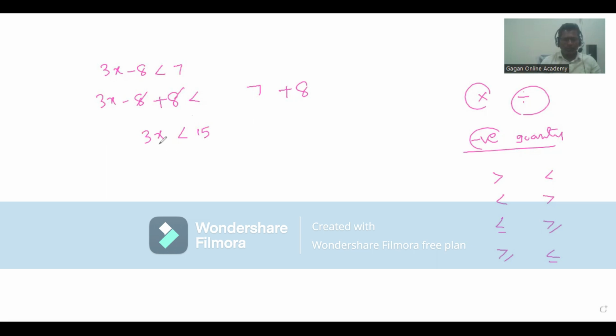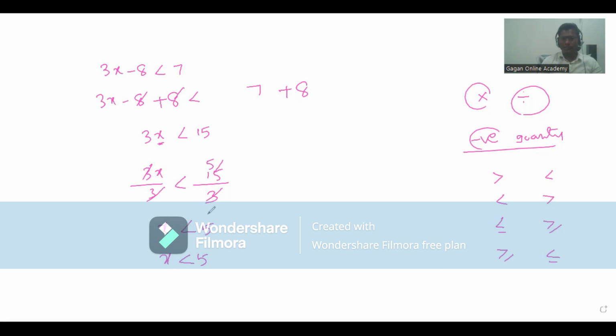Now we want only the x value. So here in 3x, 3 is multiplying. To remove this 3, we have to divide. So on both sides I am dividing by 3. So 3x by 3 I am writing here, and below 15 I am writing 3. 3 and 3 get cancelled. x less than 15 by 3, that is 5. So x less than 5. This is the solution for this inequality.